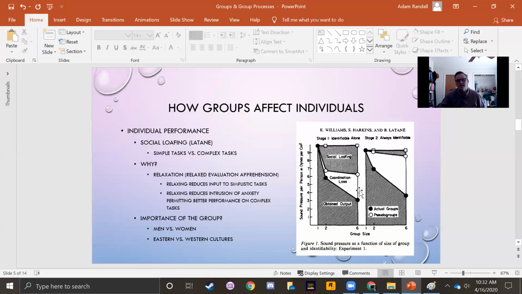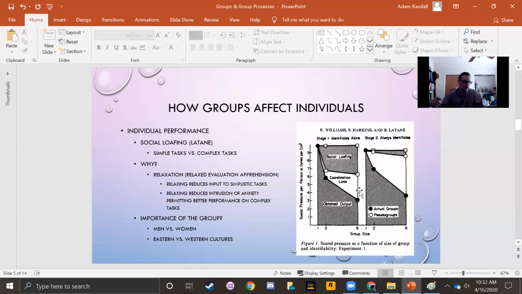But Latane and colleagues said, well, when the real groups were asked to shout, there's the possibility of things like coordination loss. So basically, they may have shouted at slightly different times. One might have started and then stopped before another started. And so you might have gotten this drop in average sonic output just because they weren't shouting at the same time.